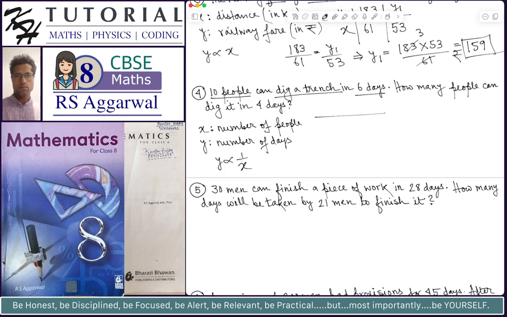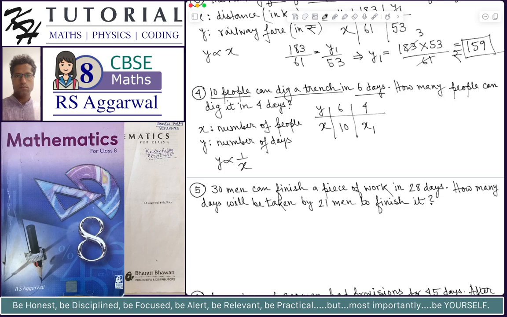So if we now create the table of y and x, it is given that 10 people can dig a trench in 6 days. Now it is asking how many people can dig it in 4 days. Let's say x1 people can dig the trench in 4 days.